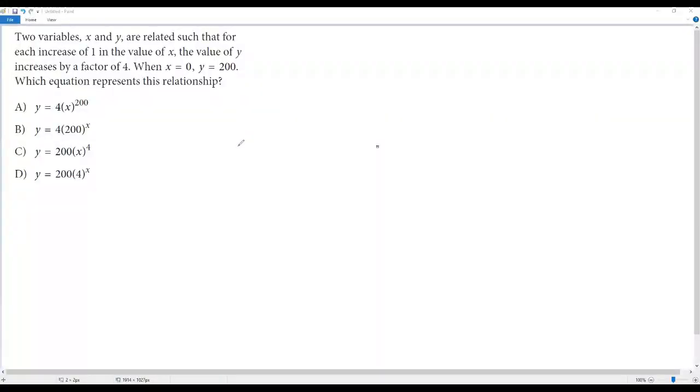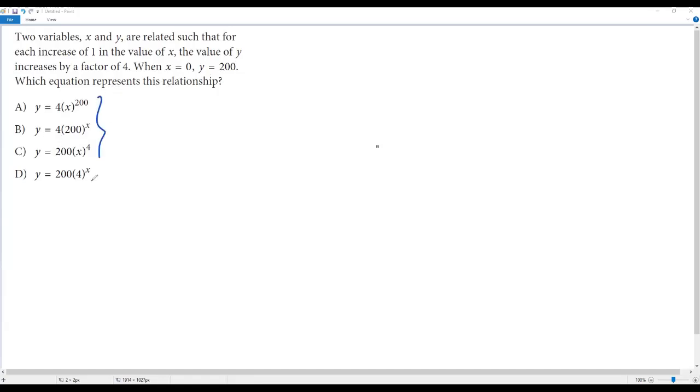Here we have a SAT math question. Okay, let's go to the information. Two variables x and y are related such that for each increase of 1 in the value of x, the value of y increases by a factor of 4. When x equals 0, y equals 200. Which equation represents the relationship?